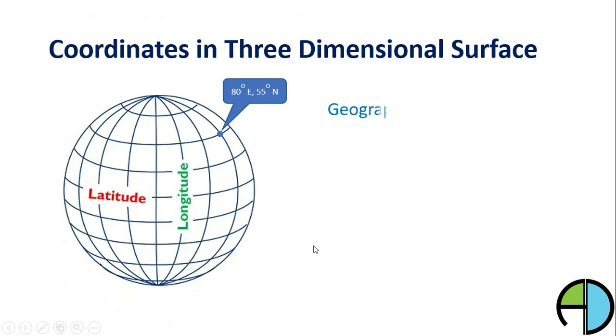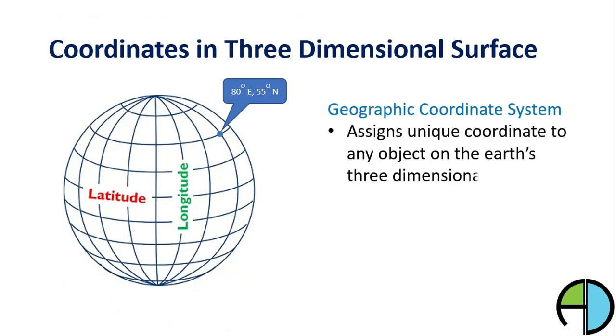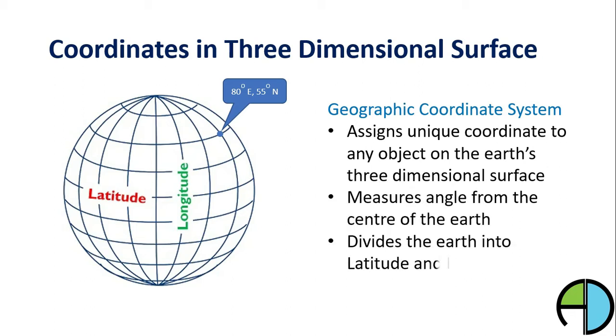In three-dimensional surface, position of a point is calculated by the value of latitudes and longitudes. This is called a geographic coordinate system. It assigns a unique coordinate to any object onto the Earth's three-dimensional surface. Latitudes and longitudes are nothing but the measure of an angle into the east and north direction from the center of the Earth. Latitudes and longitudes divide the Earth's surface into the degrees of measurements.